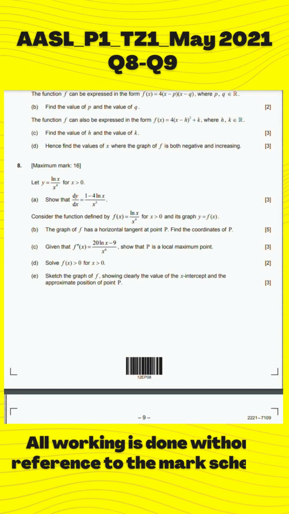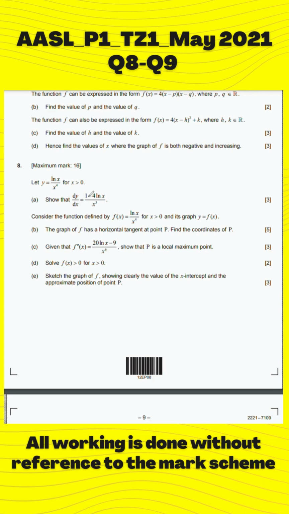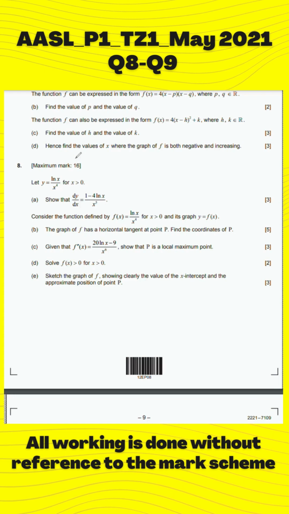IB Maths is easy. Question 8. A. They ask to find the derivative of y. So we must apply the quotient rule. So A equals ln x, so the derivative of A will be 1 over x.